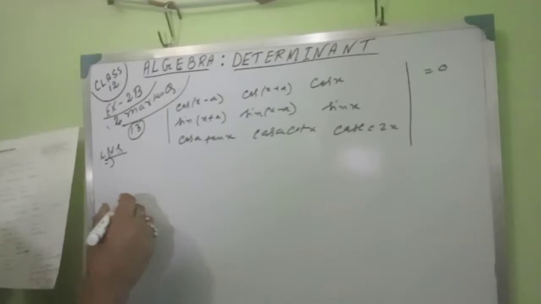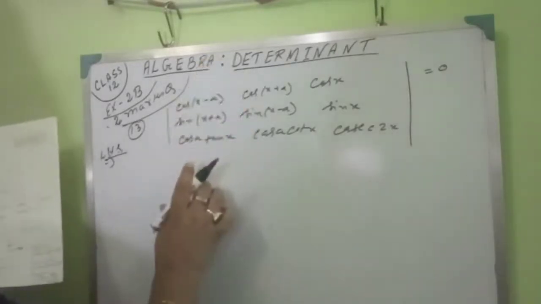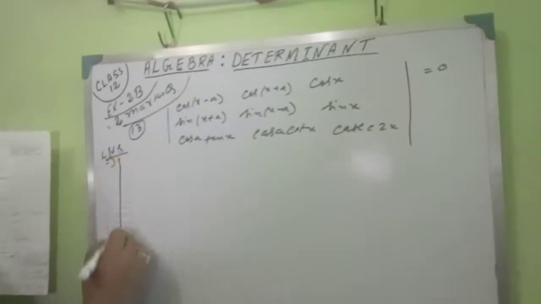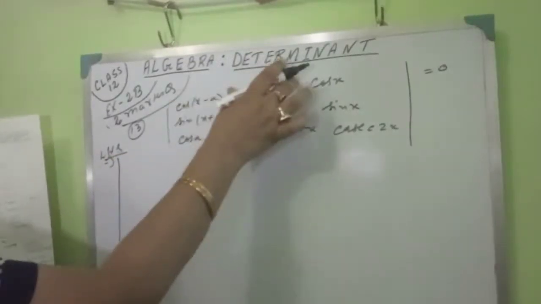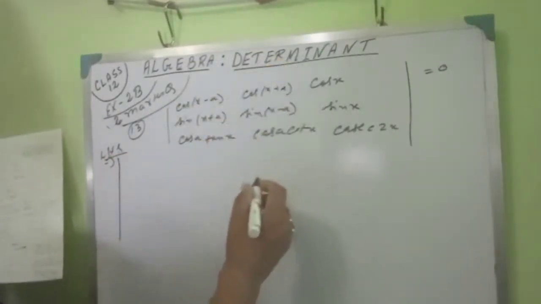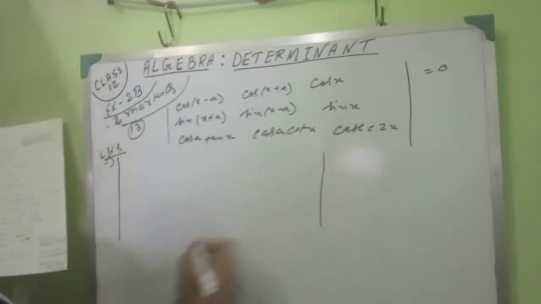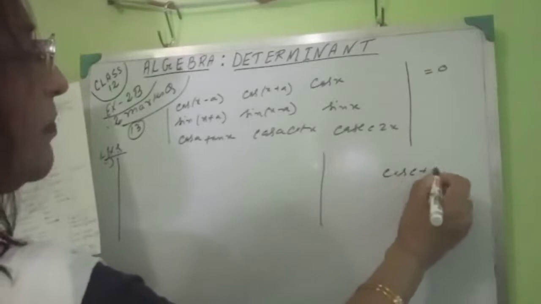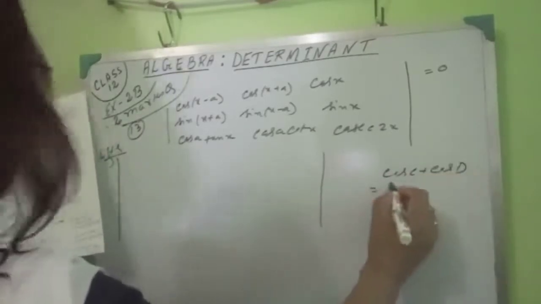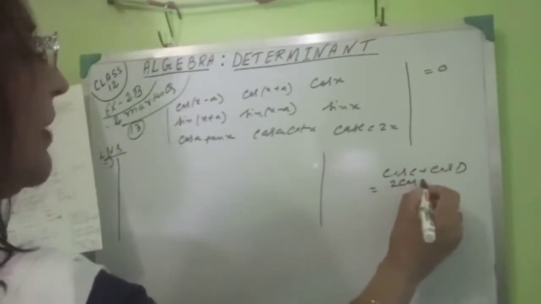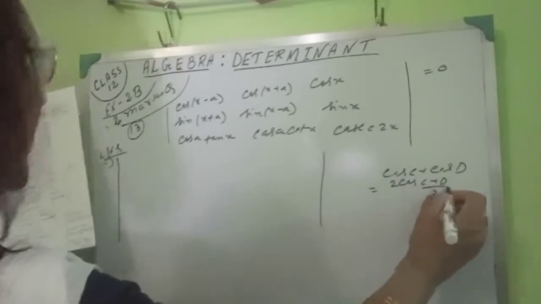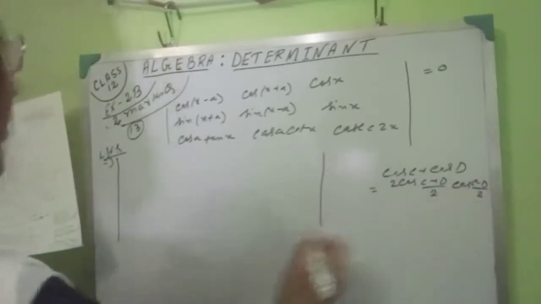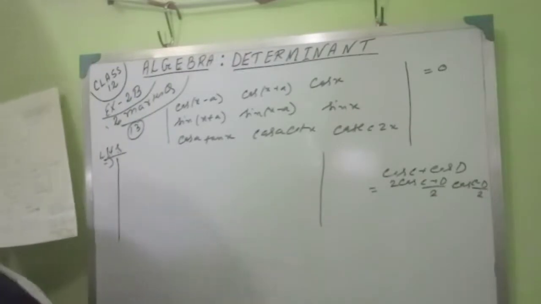Now let us apply first column plus second column. First column plus second column means cos(x − a) + cos(x + a). What's the value? That means cos C plus cos D. What's the formula? The formula is 2 cos((C + D)/2) into cos((C − D)/2). That we already did in class 11.